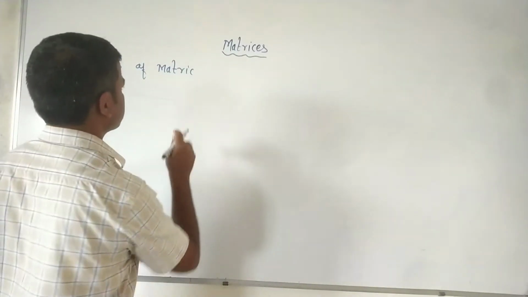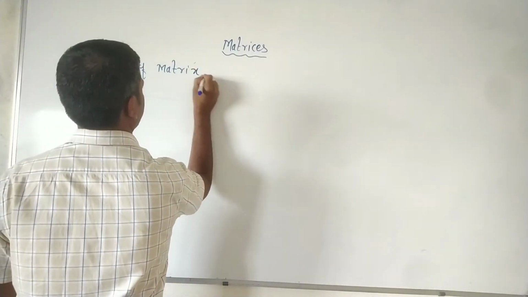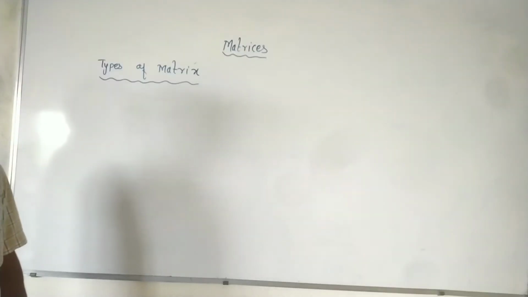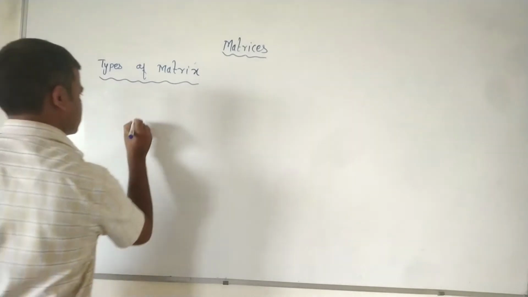Next we move to the types of matrix. In the types of matrix, first we start with the row matrix. Row matrix means a matrix containing only one row is called a row matrix.